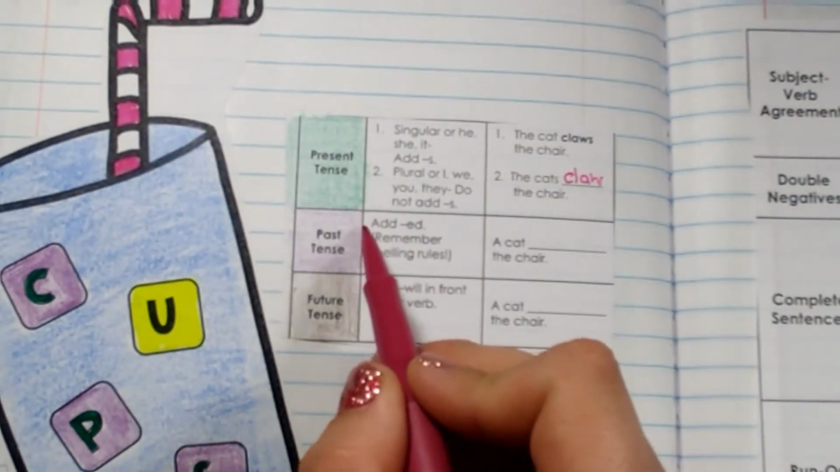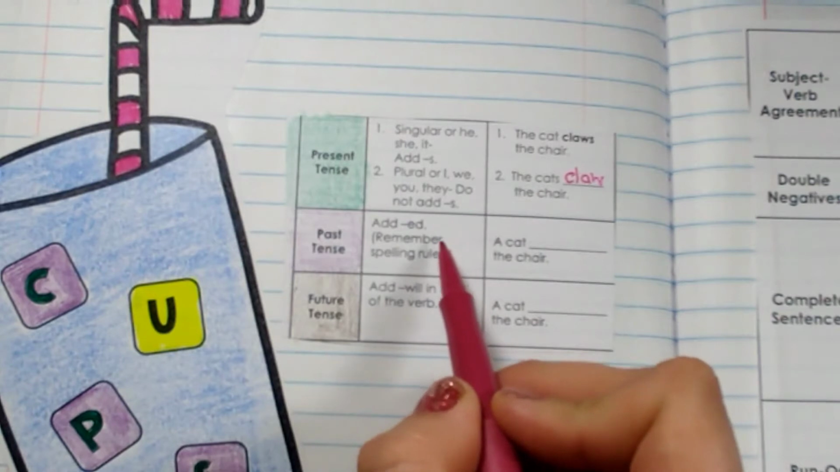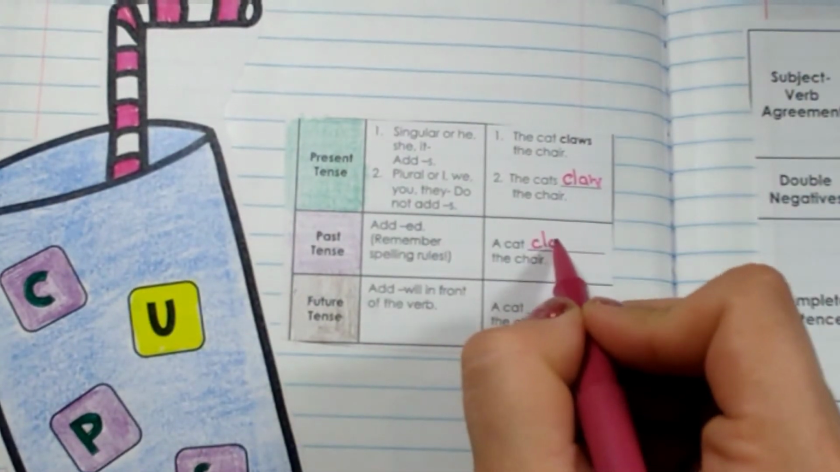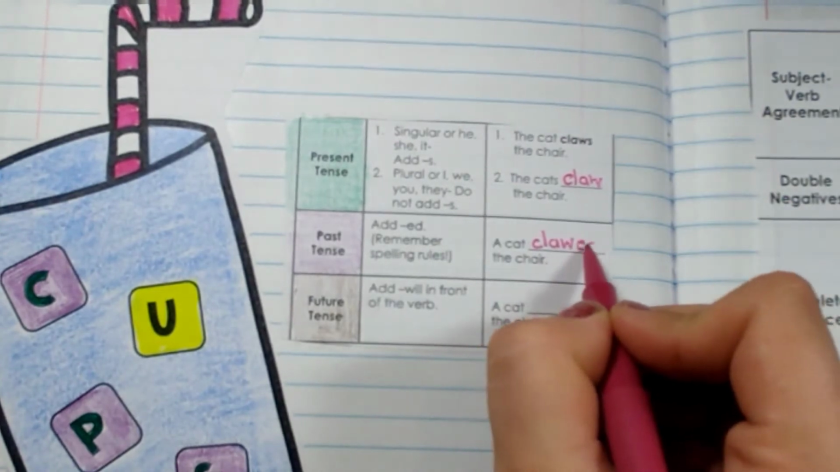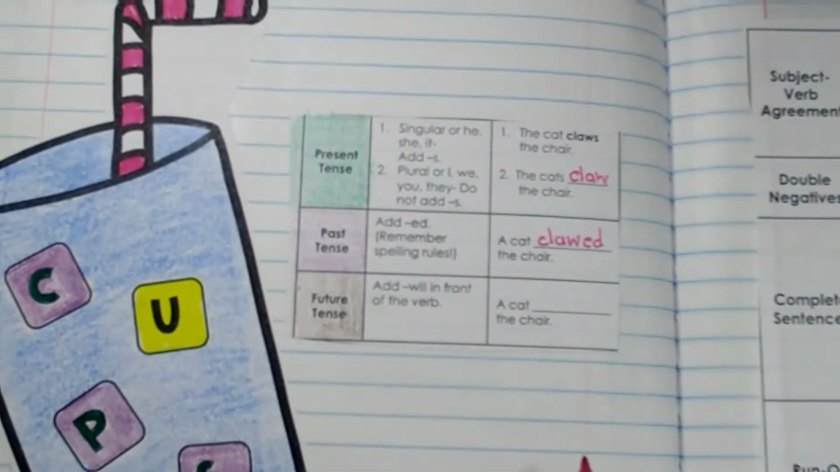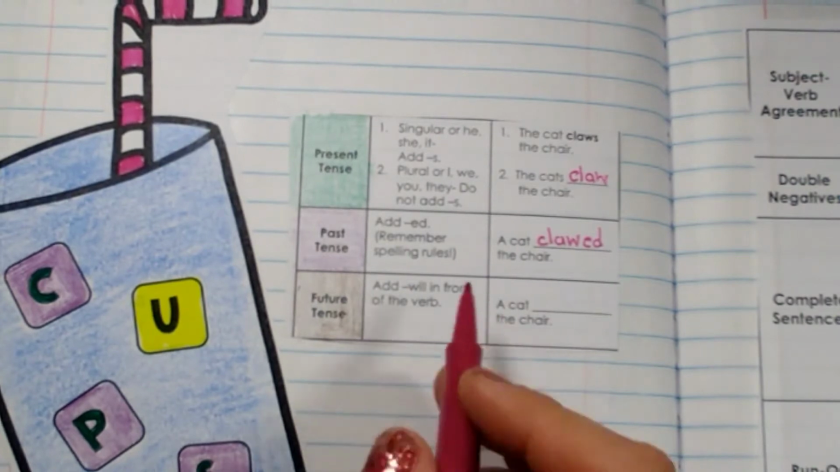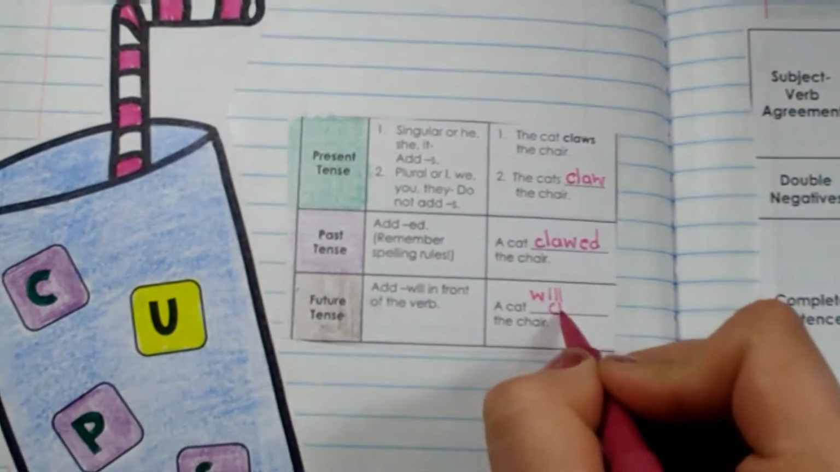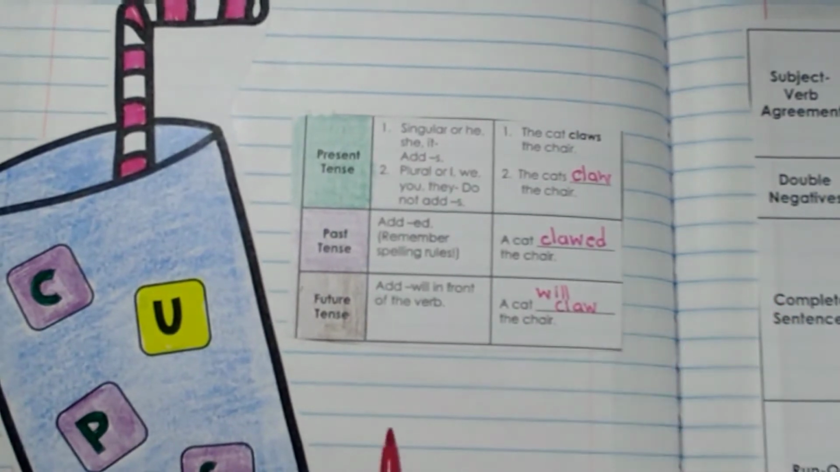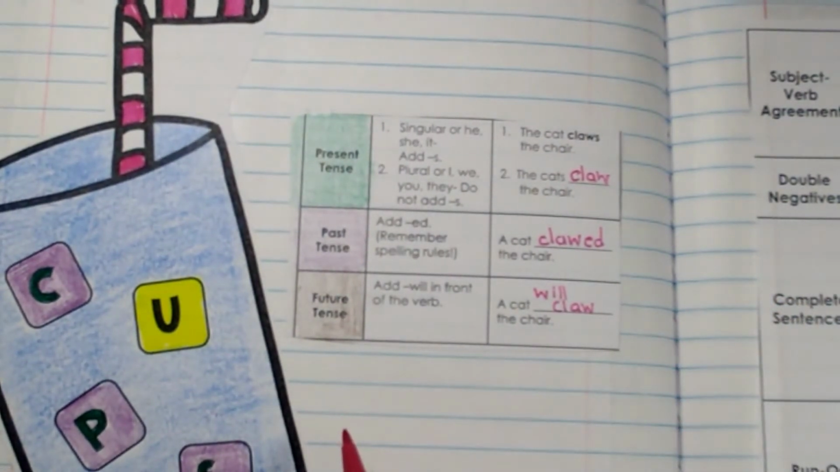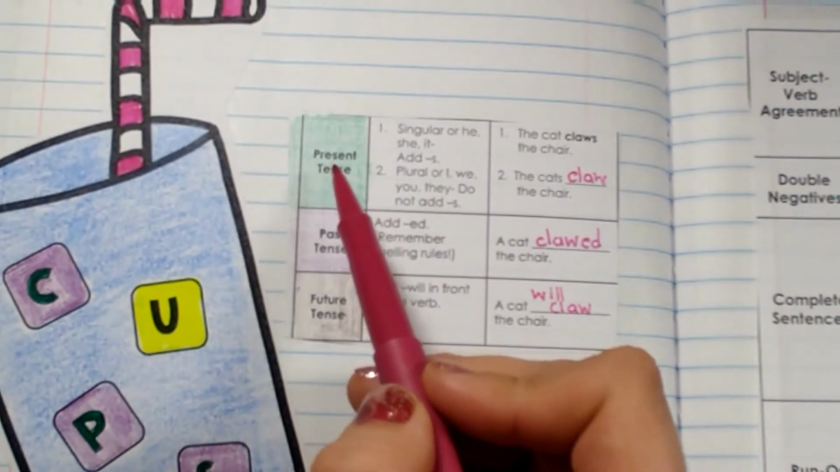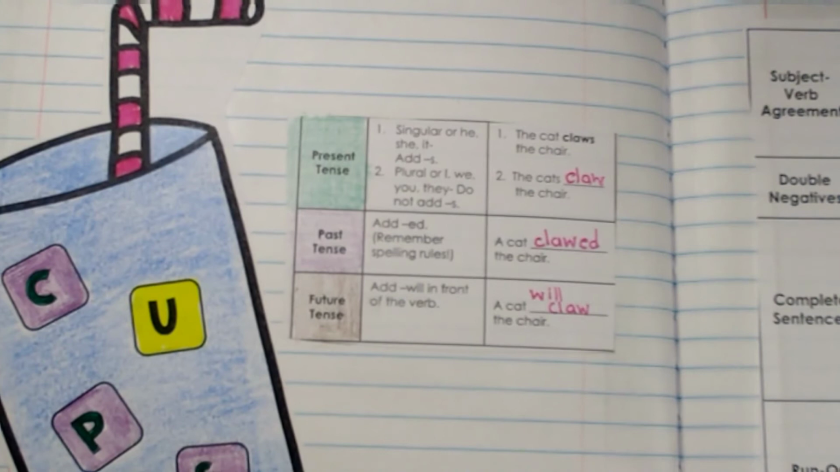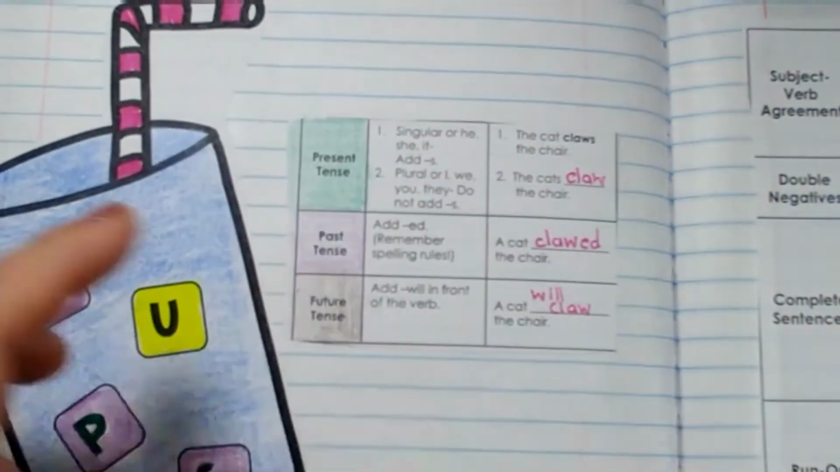The next one is add ed. A cat clawed the chair. And then future tense, we add will in the front of it. A cat will claw the chair. So present tense is happening now. Past tense had already happened. Future tense means it's going to happen. So these are the uses of verbs.